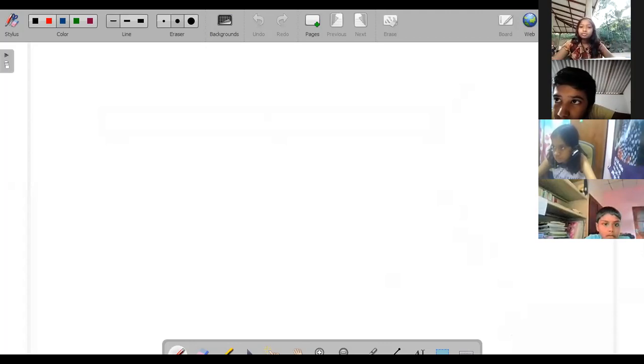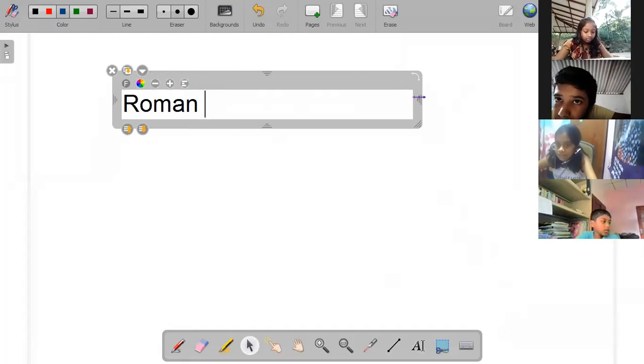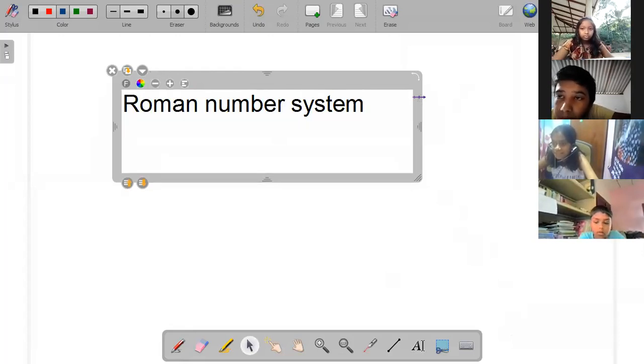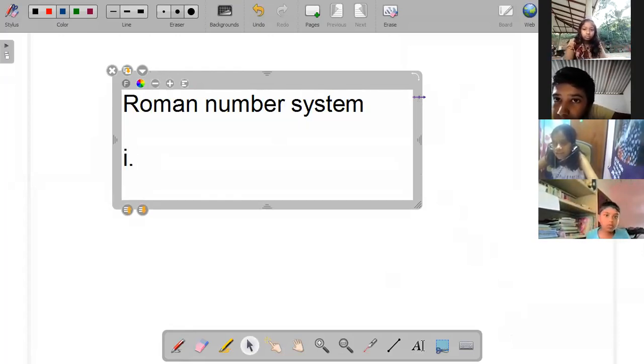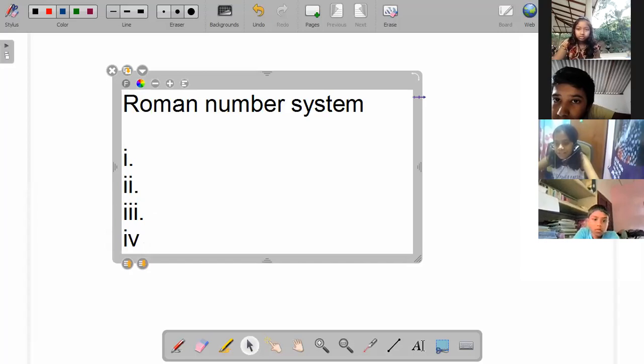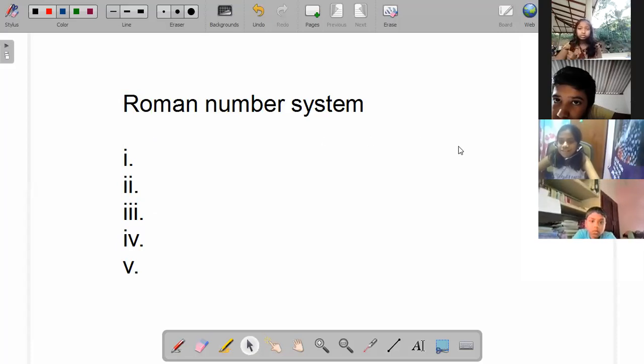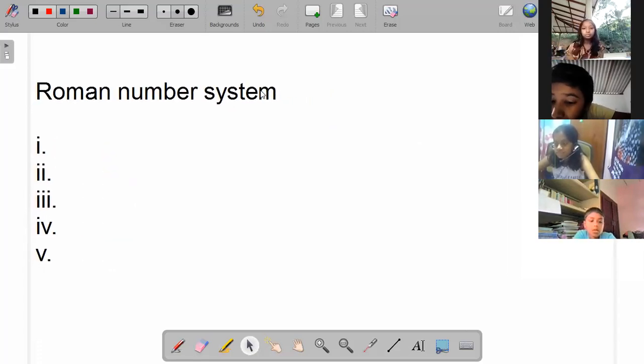Roman number system. Do you know? I think you know. Okay, what are the examples for Roman number system? That's the 1, 2, 3, 4, 5, right? Like that. These numbers are known as the Roman number system. මේවට මොනවද කියලාද ඔයගොල්ලෝ කියන්නේ? රෝම සංඛ්‍යා.